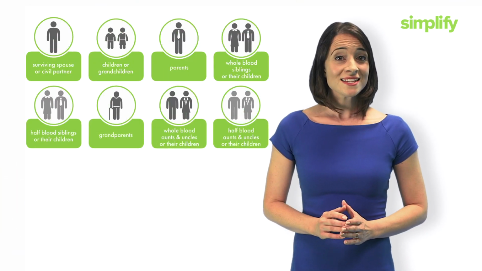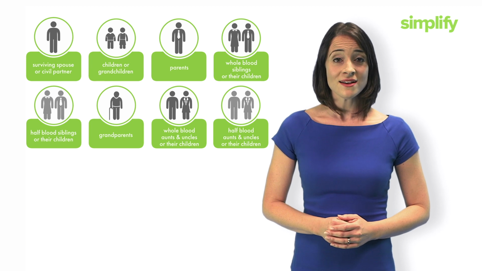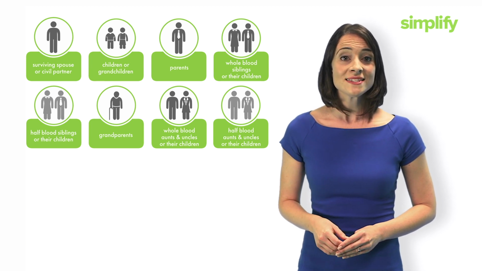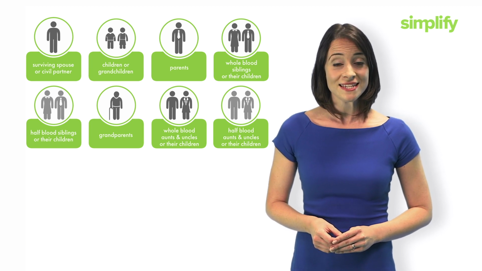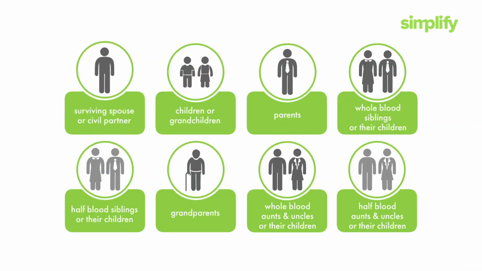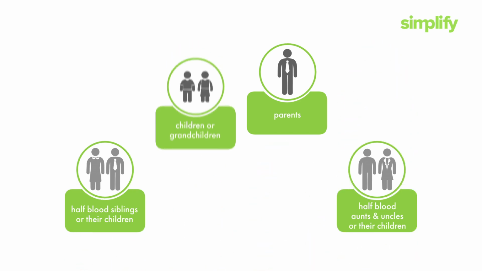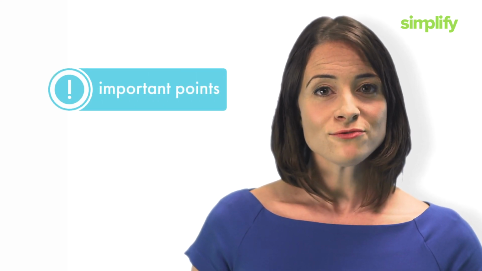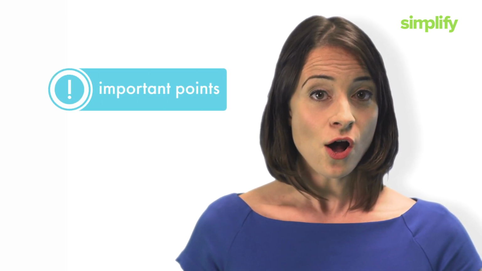If the deceased has no living relatives in the first class, then attention moves to the next class and so on until the estate's administrators find a living relative. If the deceased has no relatives in any of the classes, then the estate passes to the Crown. Important points. Deceased relatives, whole blood and half-blood relatives, and children are all special cases when it comes to administering an intestate estate.